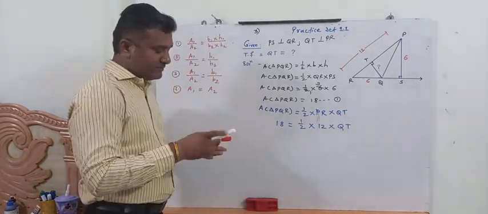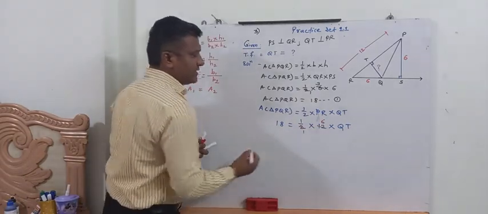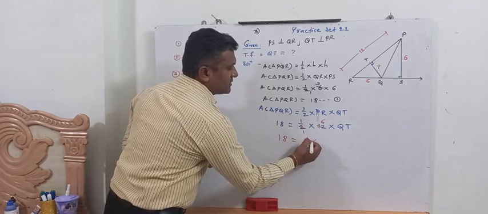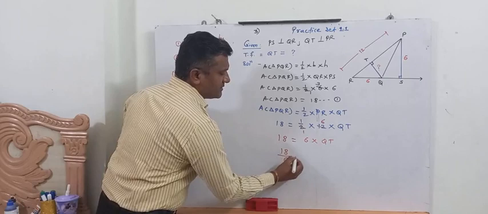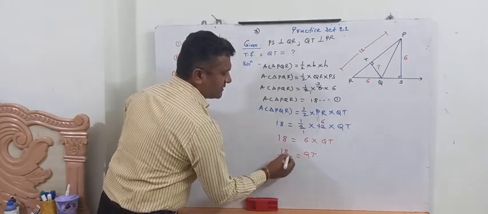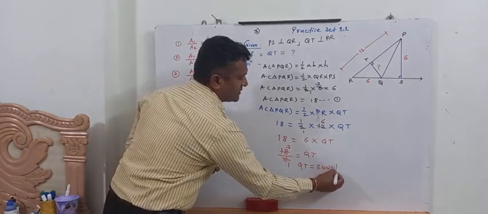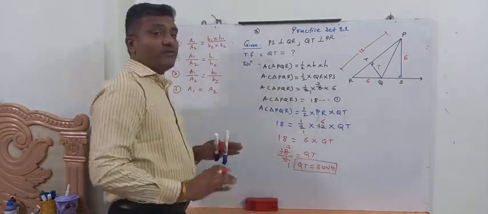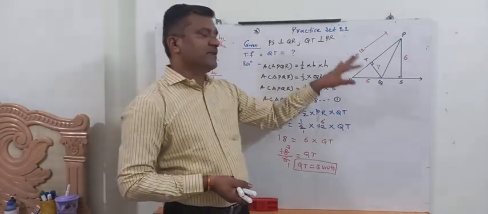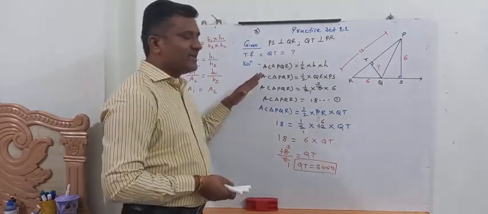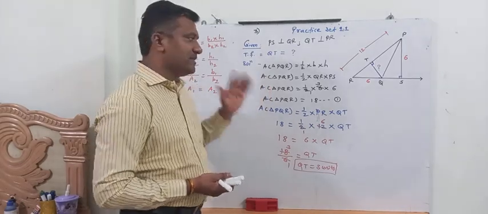So straightforward. Now what to do? Cancellation and shifting. So 2 ones are 2, 6 are. So 18 equals 6 into QT. Shift this 6 to this side. It will be 18 by 6 equal to QT. 6 threes are 18. So QT equals 3 units. So simple. Now what is the change? In triangle PQR, two bases and two heights here to consider. So there are different techniques to solve this sum, but I thought this is the simplest way. That's why I explained like this. Okay.